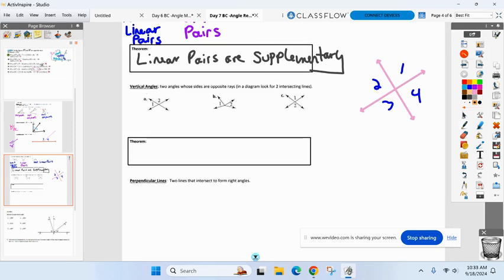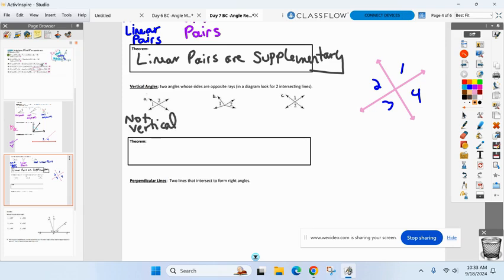All right, so let's see if we can identify any vertical angles. What do we think about A? Are 1 and 2 vertical? No. Because they are linear pairs, yes. So these are not vertical. They're linear pairs.